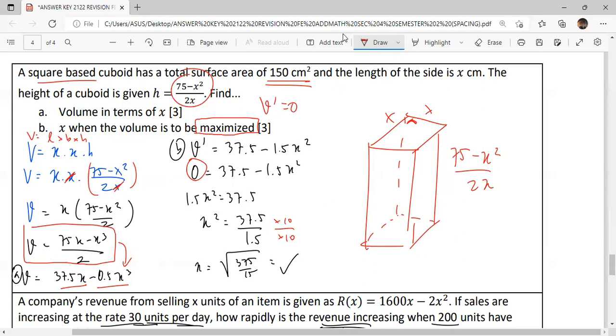This will be your answer. You need to use your calculator in order to find the specific answer. The unit is always cm, right? X kan side.